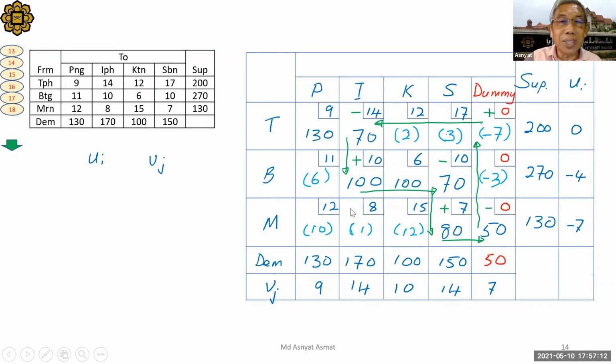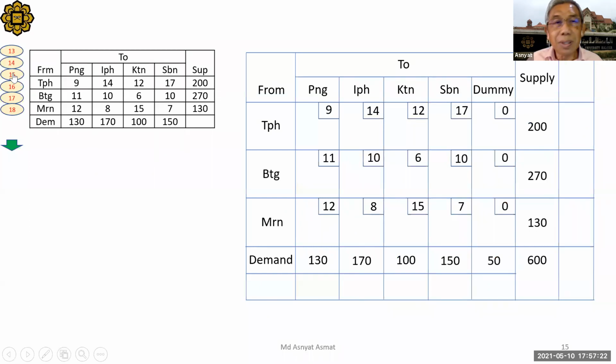Okay, we do this on the next slide. Here will become 50, here nothing. So this one becomes 50. Then at the bottom, nothing.